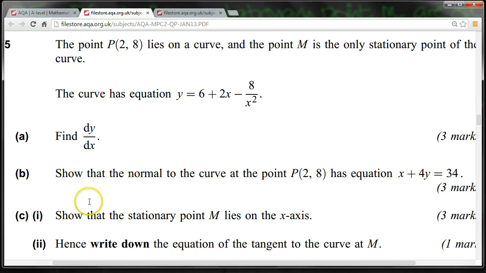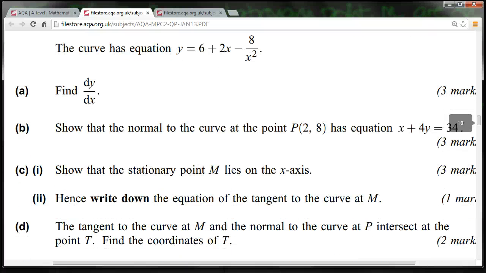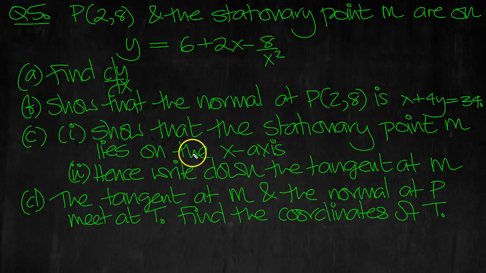Okay, here's the question, A, B and C. And there's also part D, which I'll go scroll down to now. There it is there. I've summarized the question over the page here, so let's have a look at it then. Find dy/dx. It has just one single stationary point, M, on this curve, and the point P is on the curve. Okay, find dy/dx.